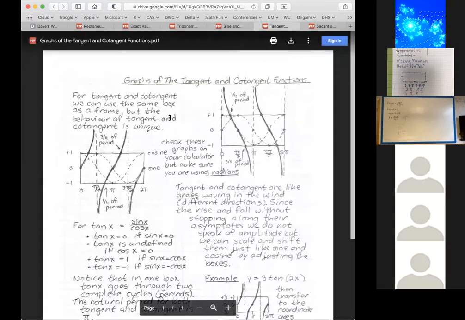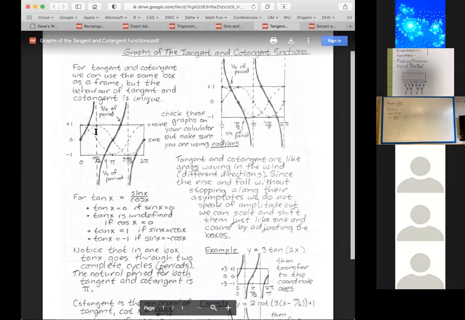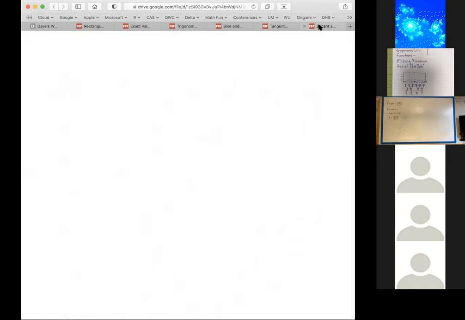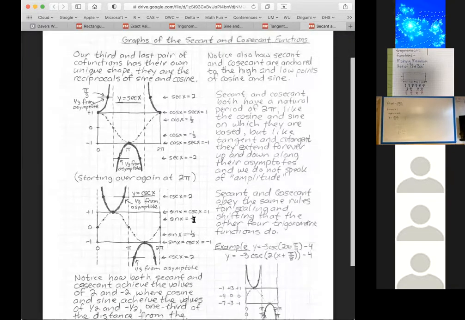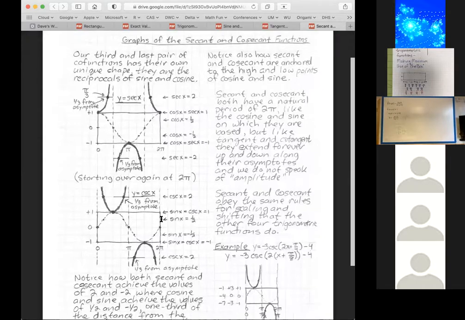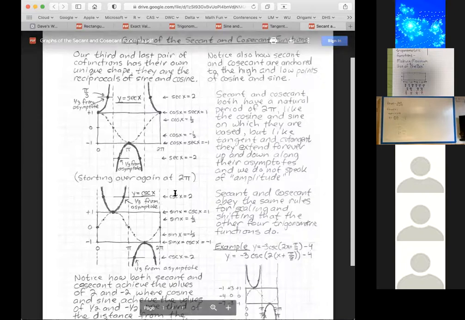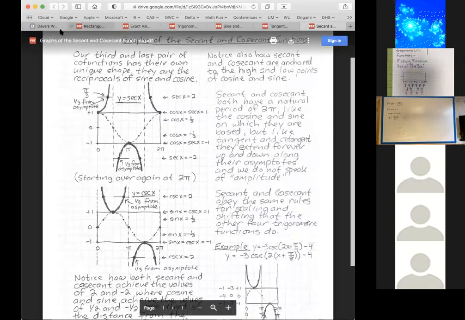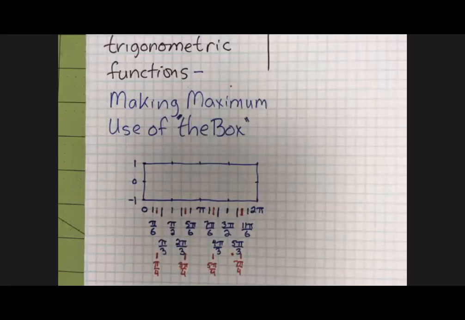Same handout for tangent and cotangent, showing 2 full periods, 2 repetitions of both tangent and cotangent in 2 pi units. And that shows you that the period of tangent is pi. And same handouts for secant and cosecant, showing you that secant and cosecant each repeat themselves after 2 pi. So if you want to focus on these dots and these shapes, these skeletons a little bit more, you can look at these handouts. Okay, let me go back here. Let me go back to my paper.